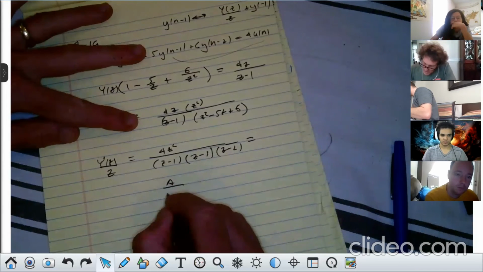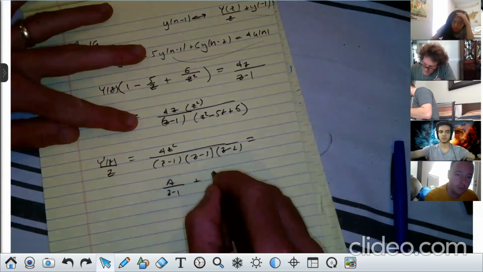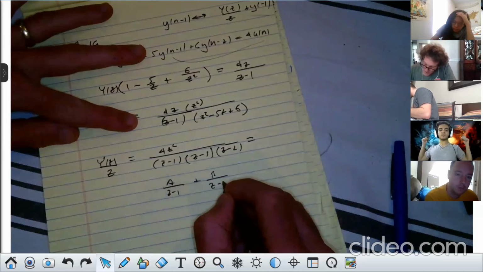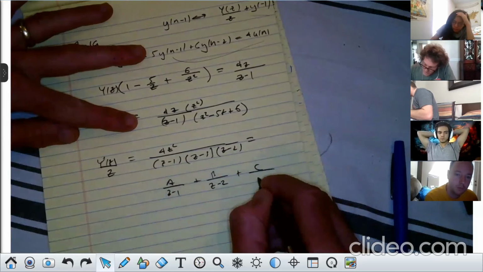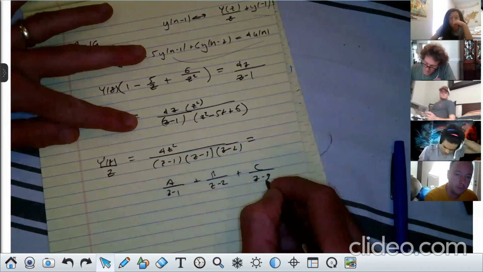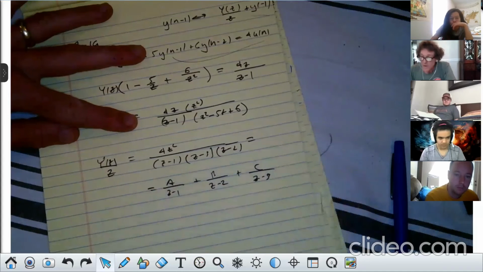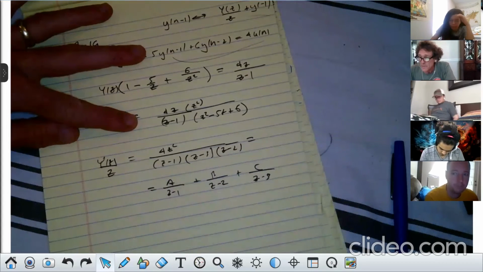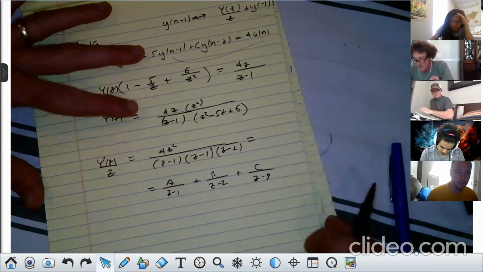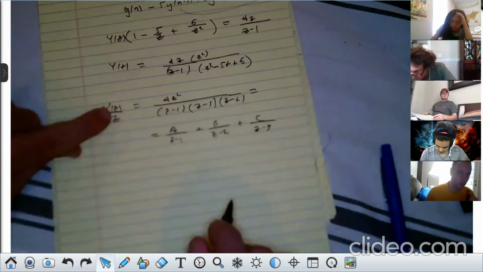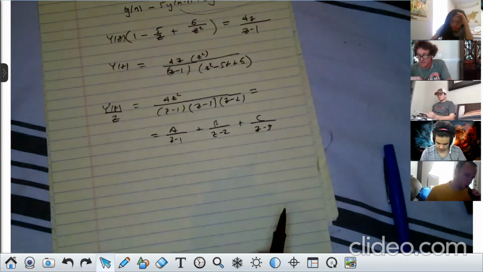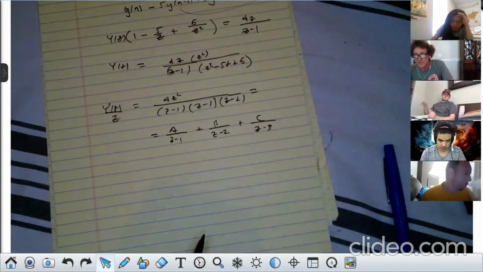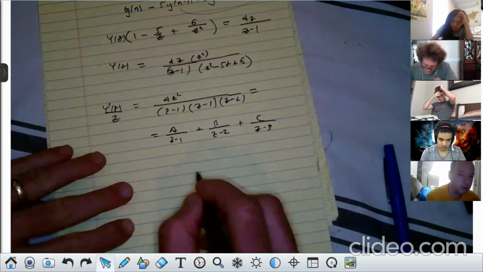That's equal to A over Z minus 1 plus B over Z minus 2 plus C over Z minus 3, right? Is equal to this, correct? All right. Now, remember that's Y of Z over Z though. After I get these coefficients, I still have to multiply by Z, correct? Right. How do I get A?